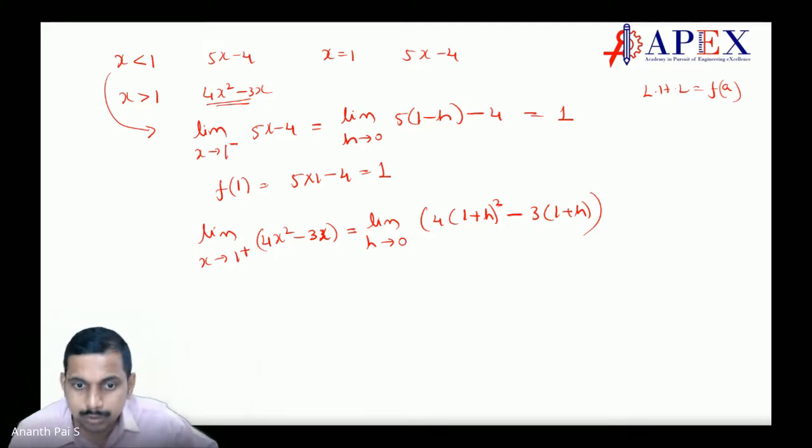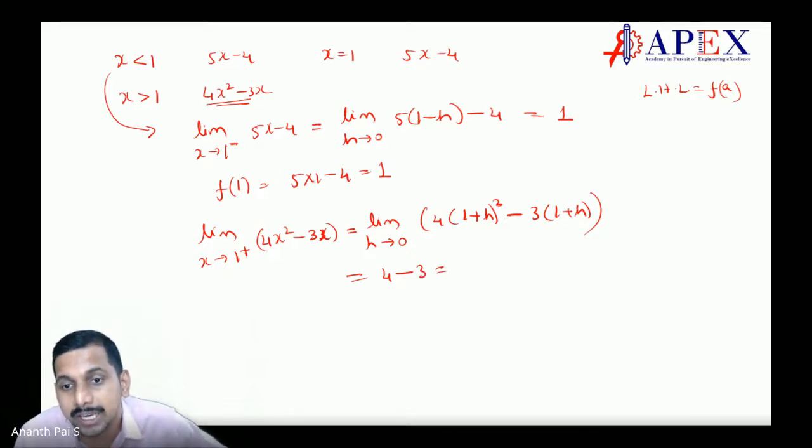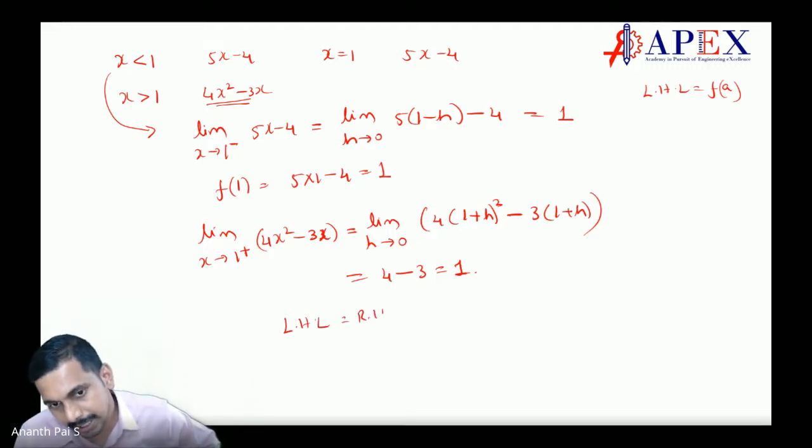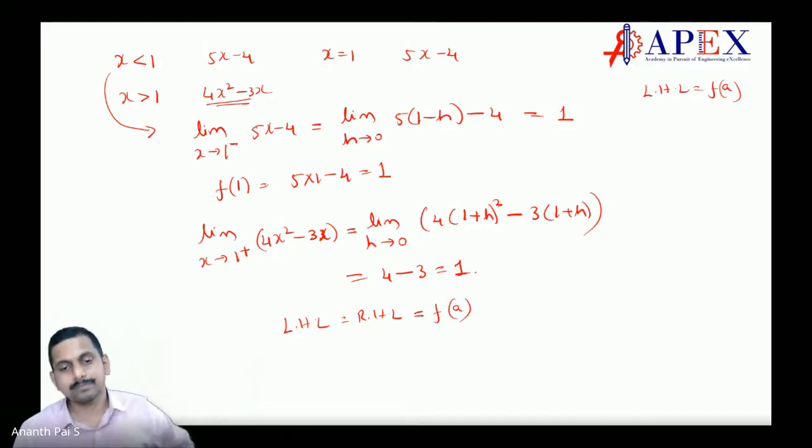And as h tends to 0, what will you get? You will get 4 minus 3, which is again equal to 1. So what is happening? Left hand limit is equal to right hand limit, which is equal to f of a. So continuous. Making sense? Good.